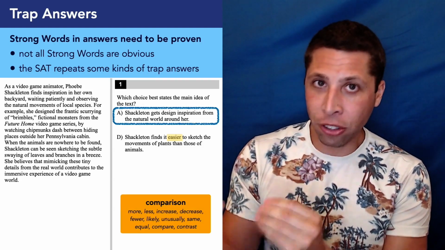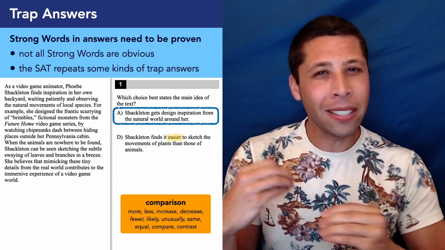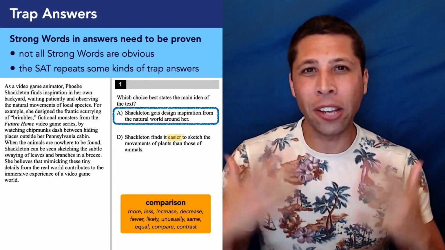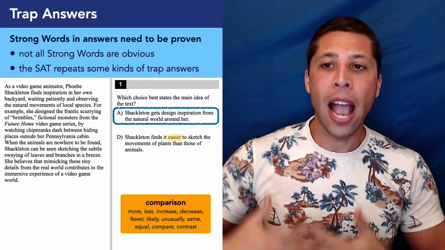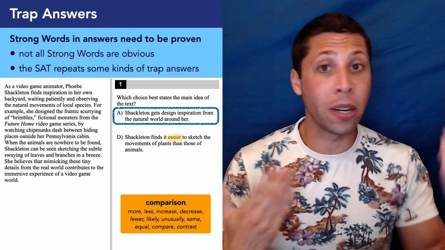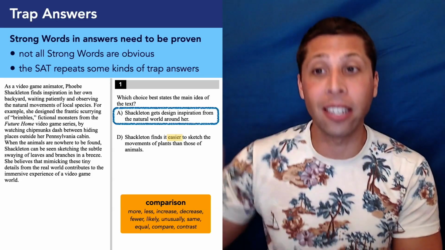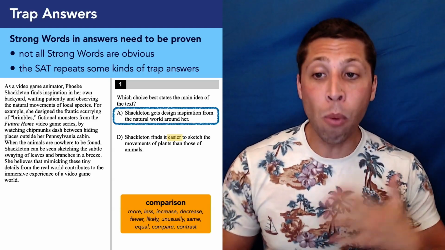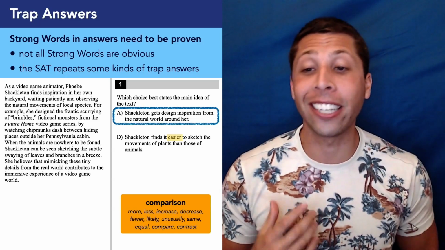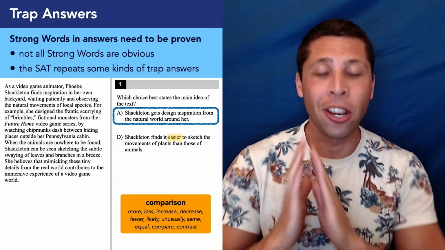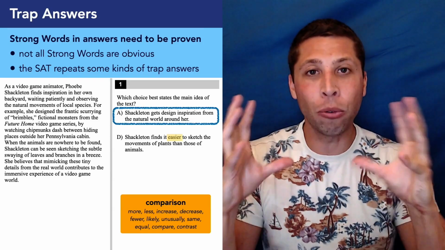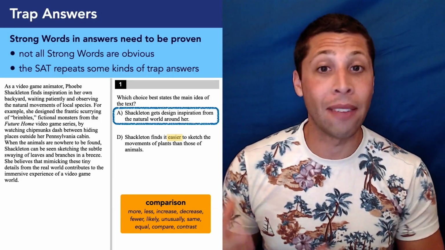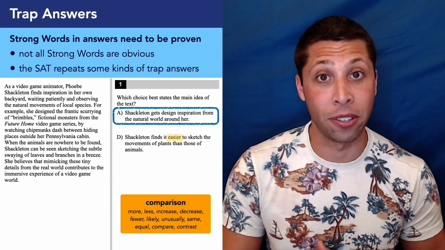And yes, this passage is talking about both of those examples, but does it compare them? Does it rank them and tell us that one is better than the other? No, they just happen to be two different examples, and we're not allowed to make assumptions about which one is better unless they explicitly tell us in the passage. So lots of comparison words come up in answer choices. More, less, increase, decrease, fewer, likely, unusually, same, equal, compare, contrast. All of these words are trying to get us to rank things and compare their attributes, and we have to make sure that the passage is doing that as well. If it's not, then we can't justify a choice like choice D.